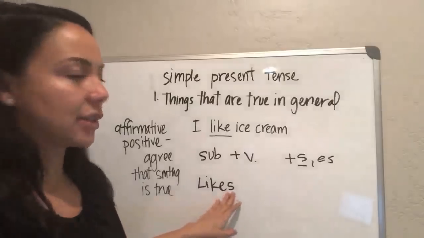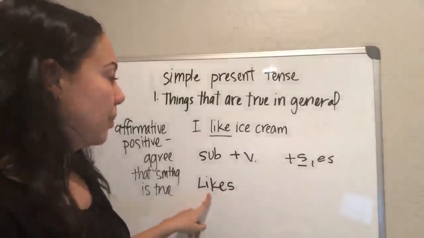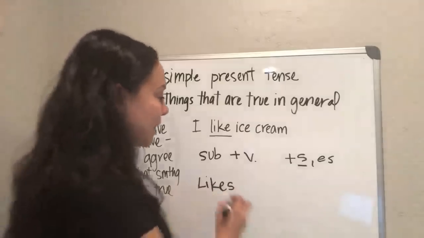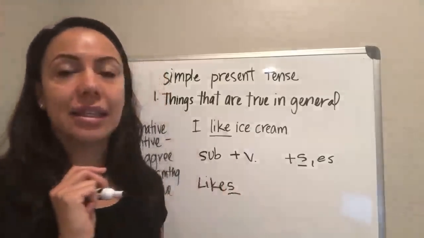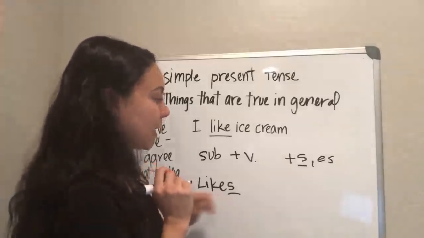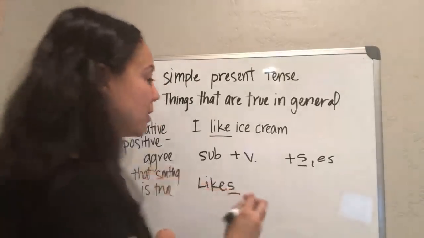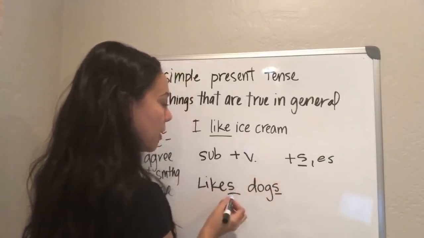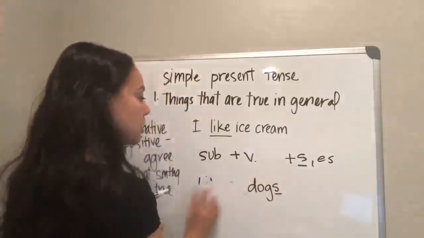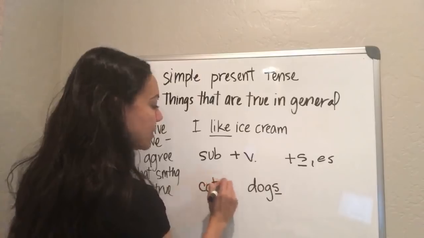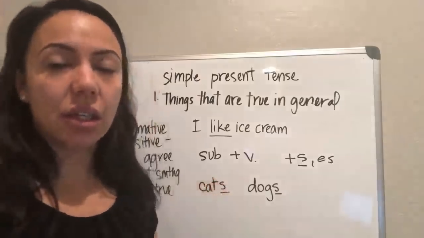So if you have an S or an ES, how do you pronounce it? Do you pronounce the S like an S sound, like the C, S, or do you pronounce it like a Z? Z. Okay, so let's take the word dogs. And let me actually switch this word because likes already ends with an E.